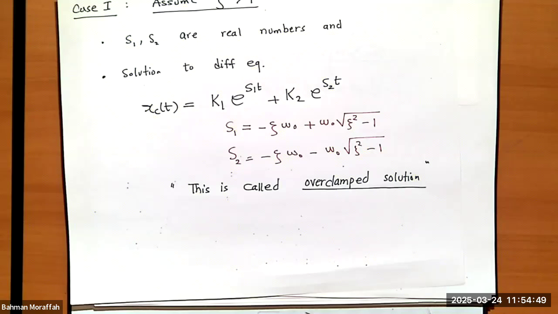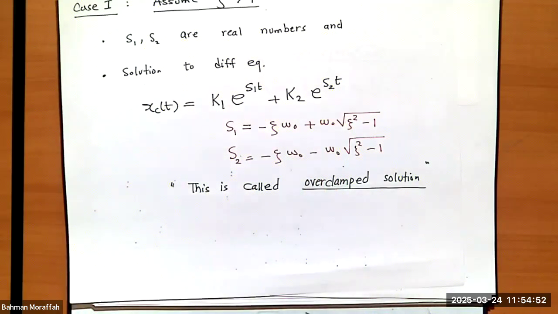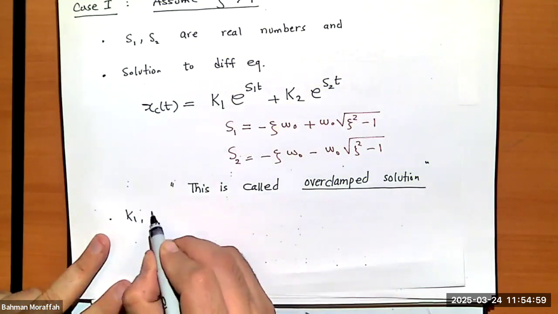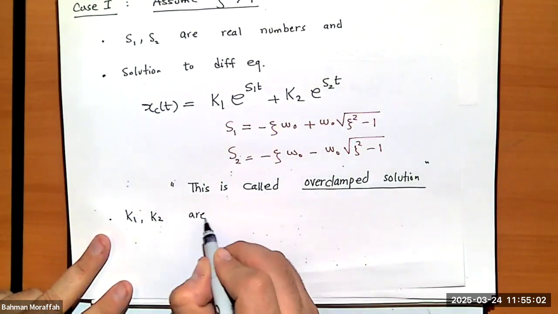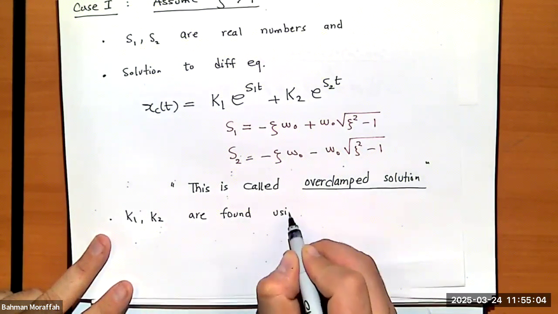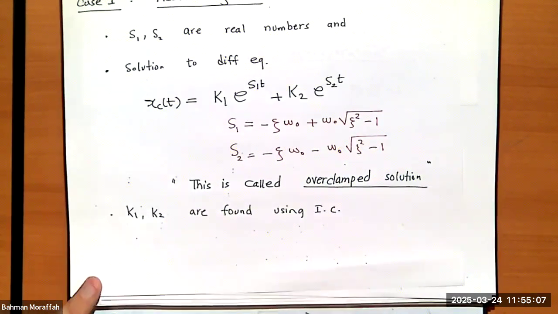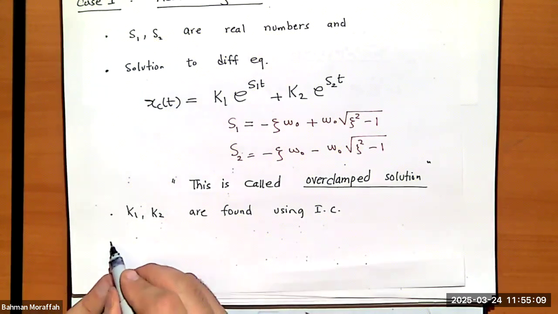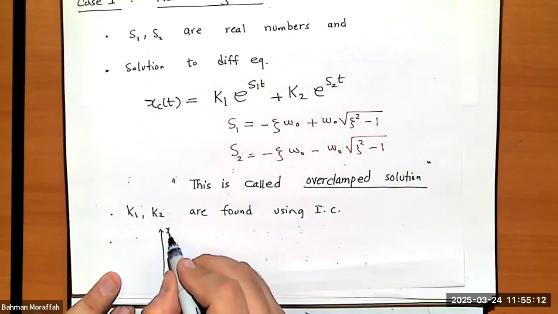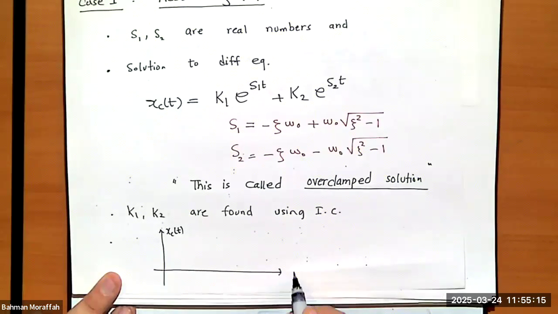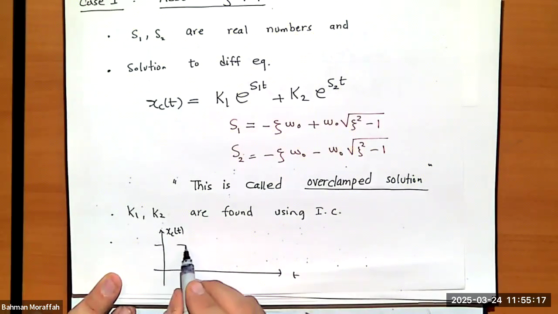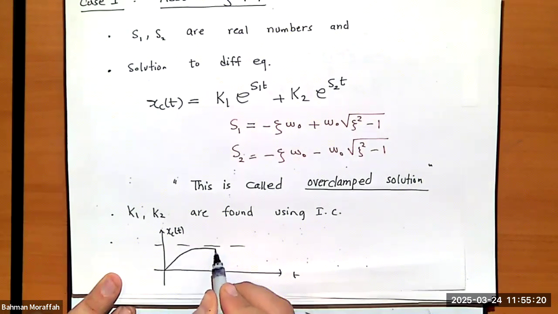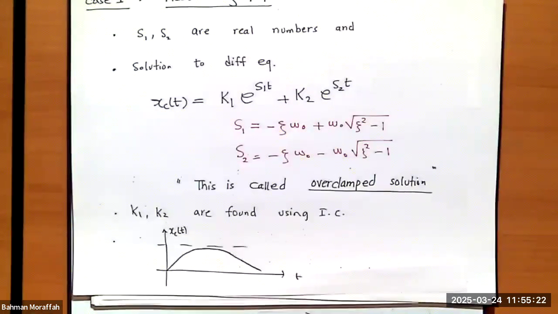How do I find k1 and k2? Well, it depends on the initial conditions that we have in the circuit, or in general in a differential equation. So k1 and k2 are found using initial conditions. If I draw this, basically what it looks like is something like this. This is my solution.